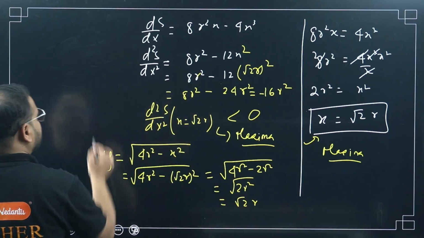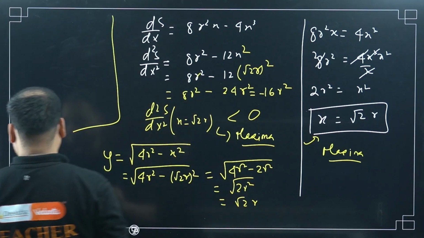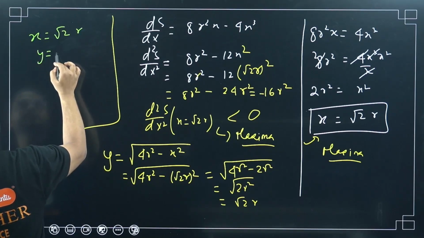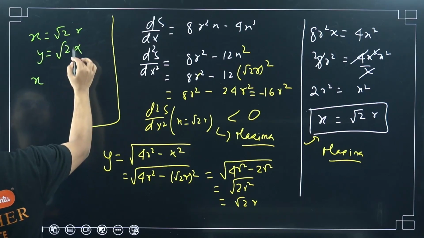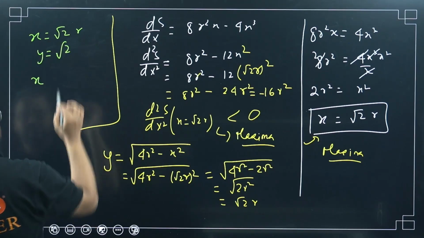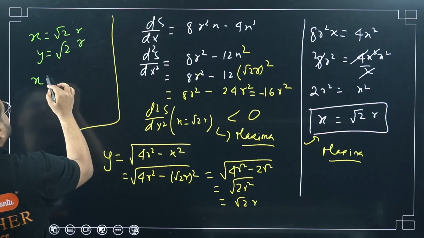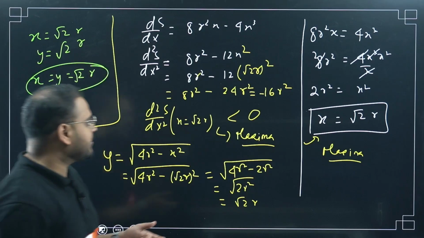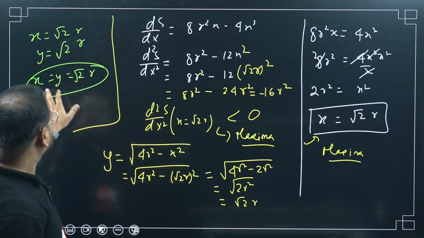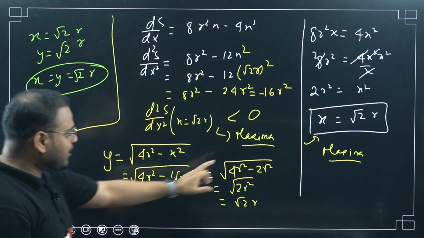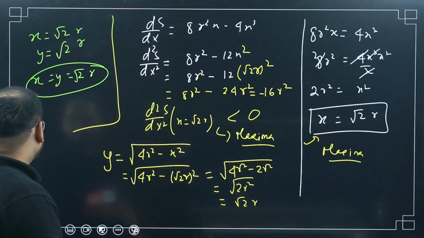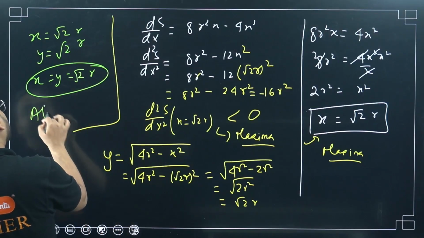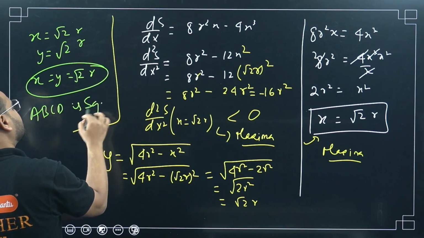So what have I achieved over here? Please check. I got x value as root 2r and my y value is also root 2r. I'm getting x and y equal, x equals y equals root 2r. Now what is happening here? When can we say sides are equal? If it is a square. So when I took the maximum condition, I reached that x and y are equal. It means ABCD is a square.